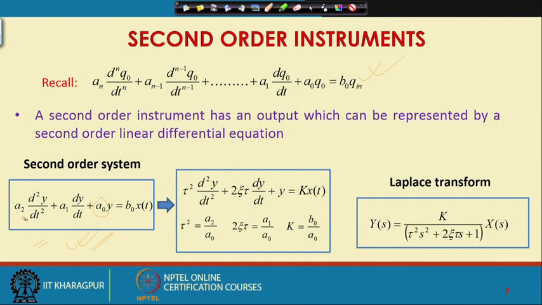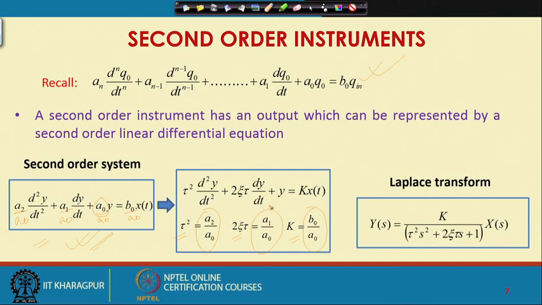So, I get A2 by A0, A1 by A0, A0 by A0 and B0 by A0. I call this A2 by A0 as tau square, A1 by A0 as 2 zeta tau and B0 by A0 is k, the static sensitivity. So, there are three parameters in this second order instrument: tau, zeta and k.